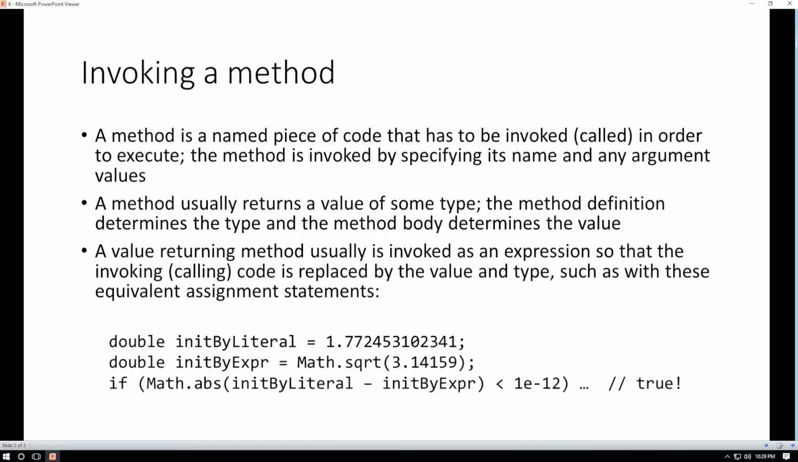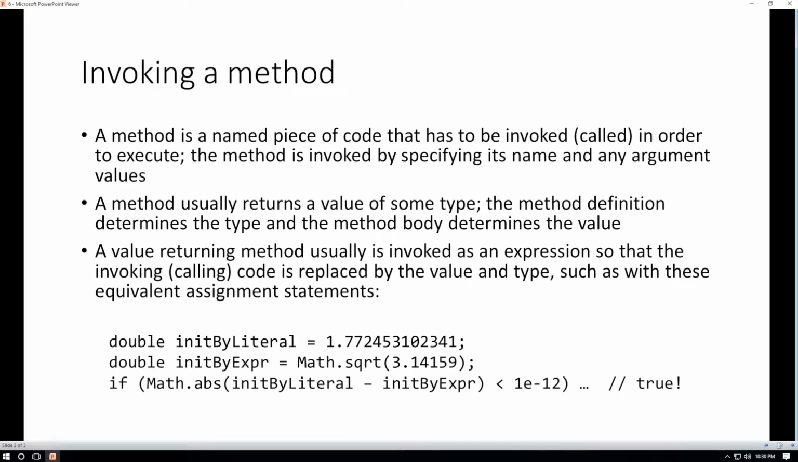Method calls are names that we type in with our code, and the control flow will jump to that method and begin execution. And upon finishing that chunk of code, returns to where the invocation or call was made from and continues from there. A method usually returns a value of some type.